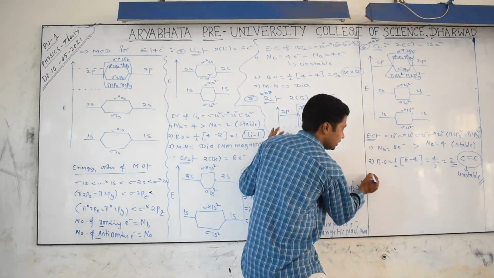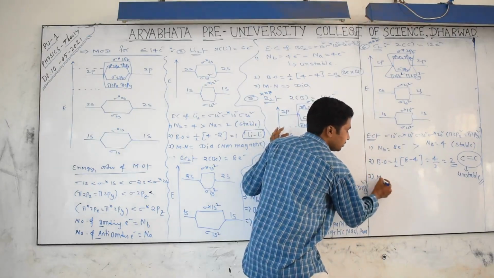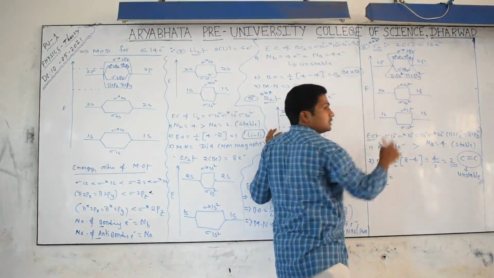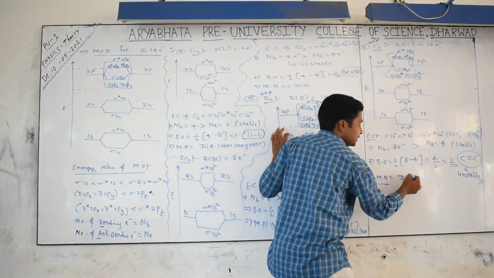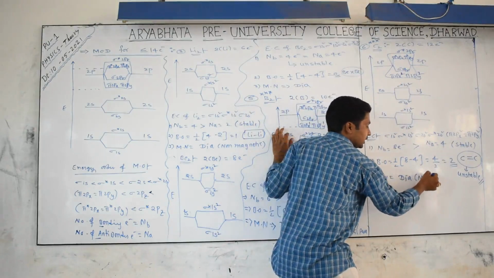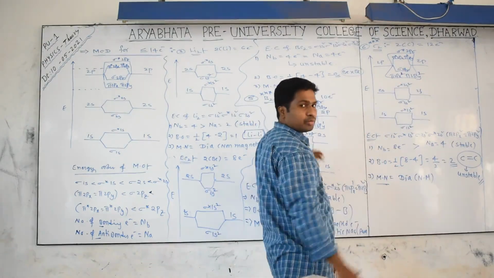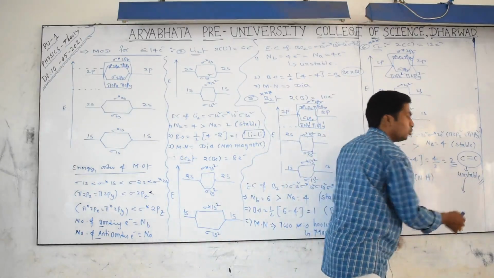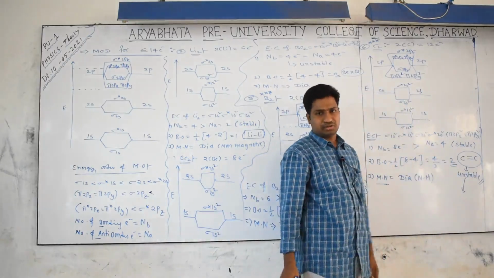Next point I want to tell: the magnetic nature. See the magnetic nature. All molecular orbitals are paired, that's why it is called a diamagnetic or non-magnetic substance. Here one more important point is there. In the C2 molecule we have 2 bonds. So what are the 2 bonds?